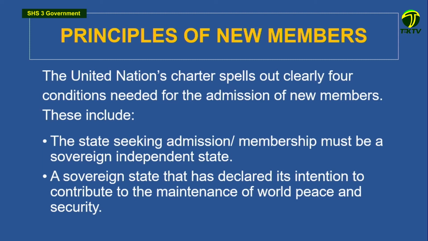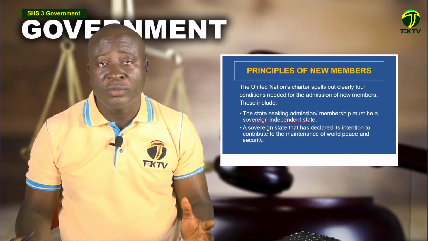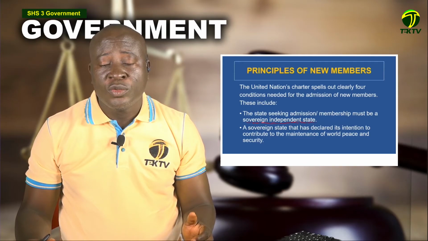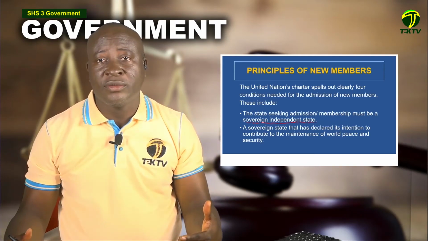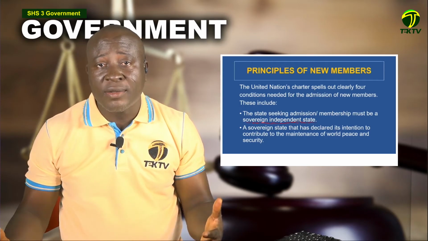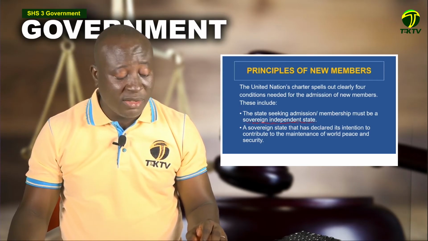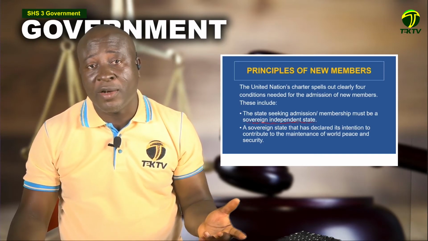And 1, a state seeking admission or membership must be a sovereign or independent state. Underline the keyword. Sovereign, independent state. When we say sovereign, you must have gained your independence. You are not supposed to be under any colonial rule. It should be of your own. So a sovereign country will be allowed to be a member of UN. It means if you are under colonial rule, you cannot apply to be a member of UN.